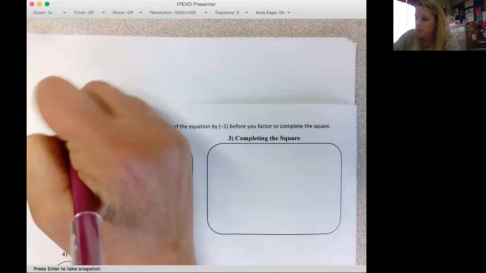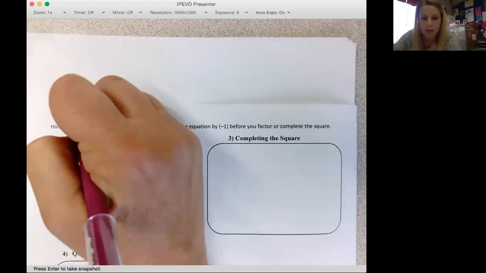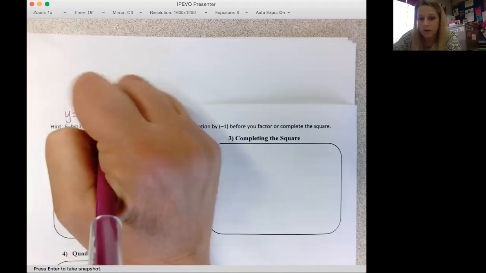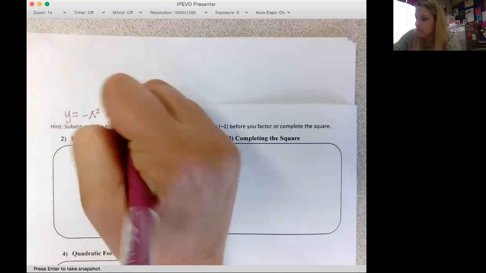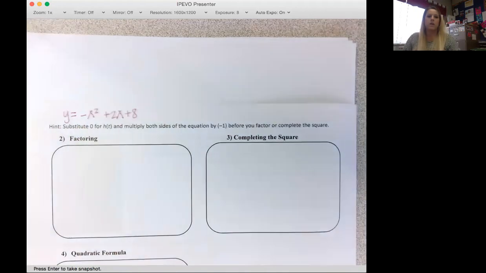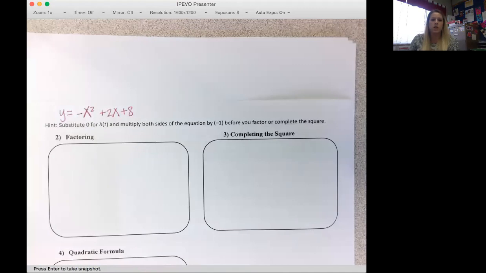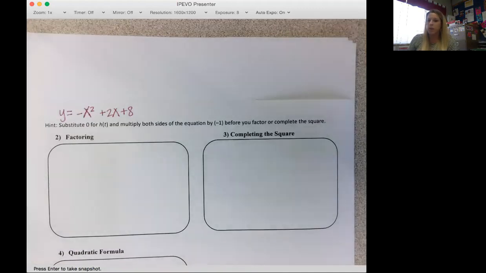Okay, so I'm going to go ahead and rewrite our problem. I'm going to use y instead of h and t. So negative x squared plus 2x plus 8. Okay, so at this time you might want to stop and watch the videos that I posted about completing the square and quadratic formula, or you can go through this with me and then go back and check it.